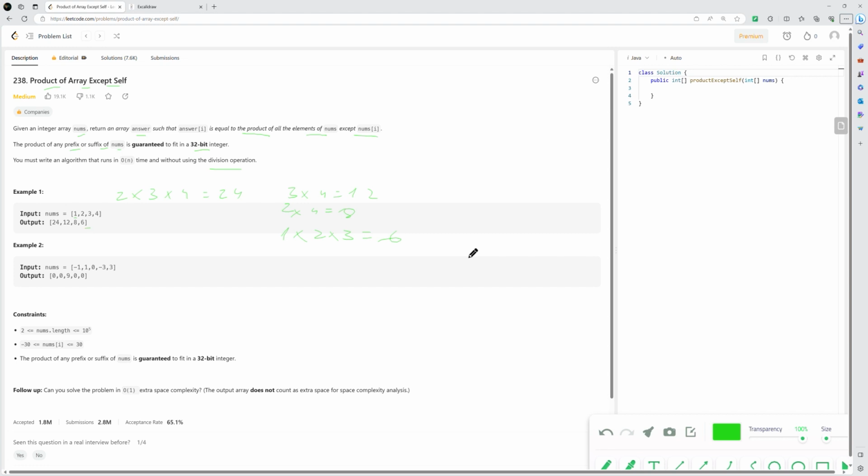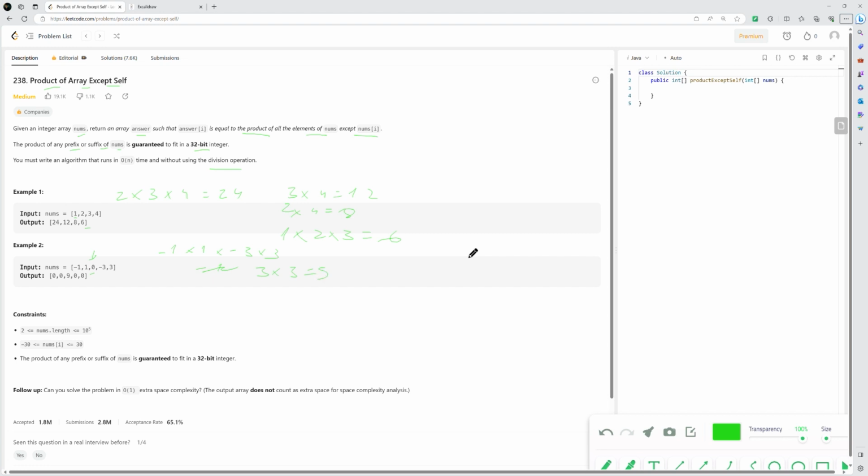For the second example, it basically follows the same logic. Because we have a 0, it will cancel out every product except the one that all other numbers form when we exclude the number 0, which in this case is just -1 times 1 times -3 times 3. We have -1 times 1, which is -1, times -3, which is 3, and then 3 times 3, which is equal to 9.